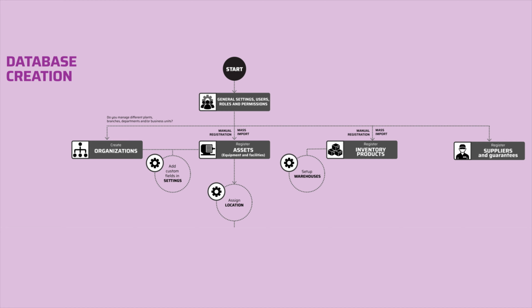The primary emphasis of this comprehensive video will be on database creation. First, we'll set up the entire account, configure business settings, create users, roles, and set permissions. Following that, we'll create organizations and register the assets, including equipment and facilities we need to maintain. Additionally, we'll input information about our inventory products. Lastly, we'll register suppliers and any warranties or contracts we have.